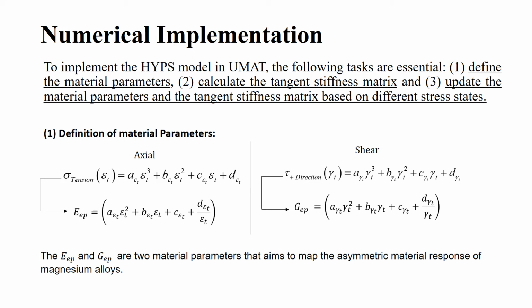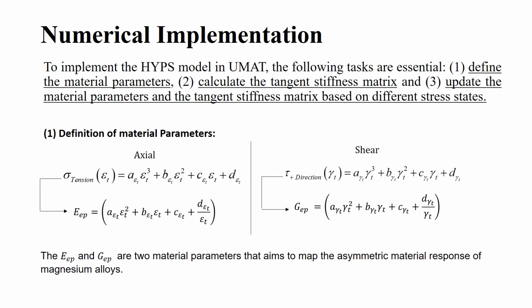These two material parameters can be easily obtained by the third-degree polynomial function used in the analytical hypostrain approach for the axial and shear components. These material parameters aim to map the asymmetric material response of magnesium alloys. The E parameter for the axial component corresponds to the elastic-plastic models. If the material is in the elastic domain, it expresses the Young's modulus. On the other hand, if the material is in the plastic domain, it expresses the tangent modulus.